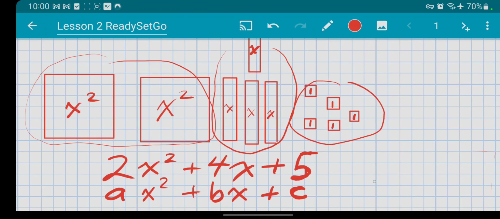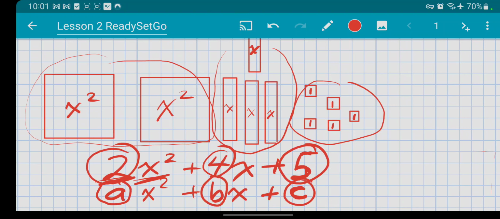A coefficient is a coworker number. If you're very efficient, you work fast. If you're working with someone, you're a coworker, coefficient. It's a helpful number. It's working with the x squared amount. So 2 is the coefficient, and we name that particular coefficient a. Here 4 is the coefficient, we name that coefficient b. And here this is a constant, we name that constant c.